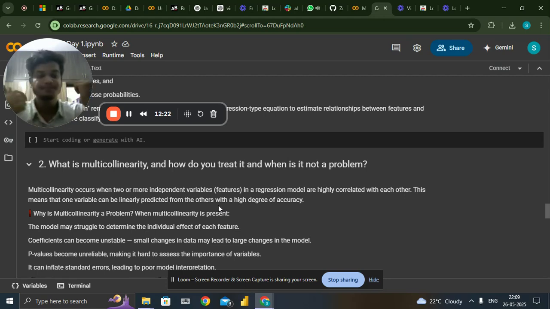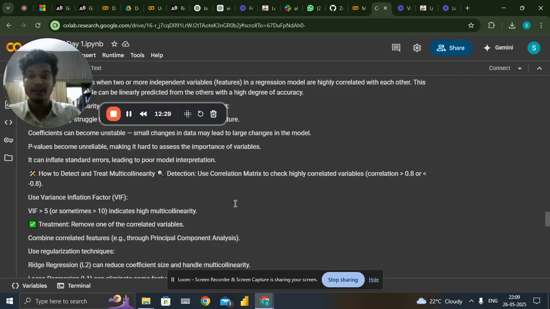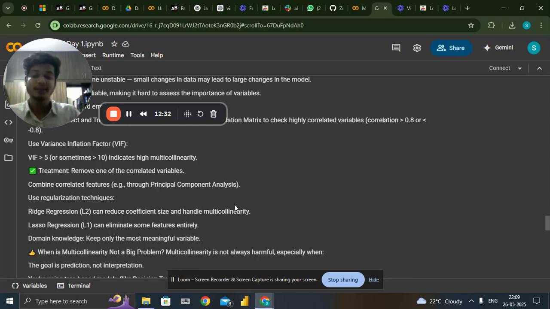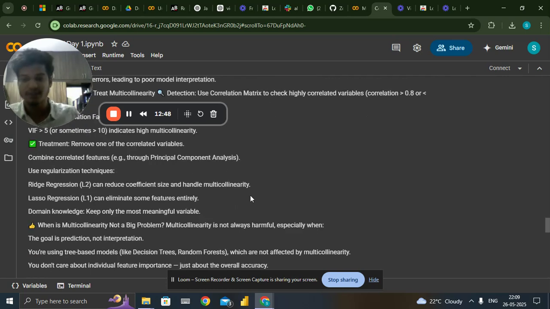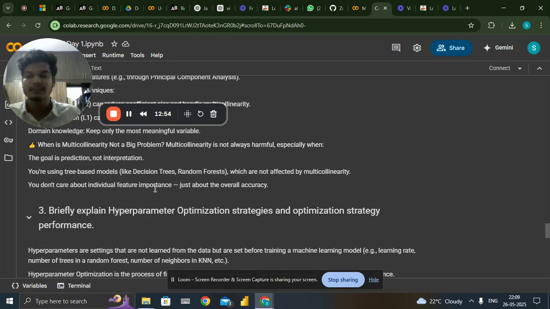We also have ridge regression and lasso regression, where multicollinearity sometimes may happen. Ridge regression, which is L2, can reduce the coefficient size and handle multicollinearity, and lasso regression can eliminate some features entirely. They are just updated versions of linear regression. Whenever there is multicollinearity, it's not a big problem. Actually, the goal is prediction, not interpretation. So we can use ridge and lasso regression to get the answer.